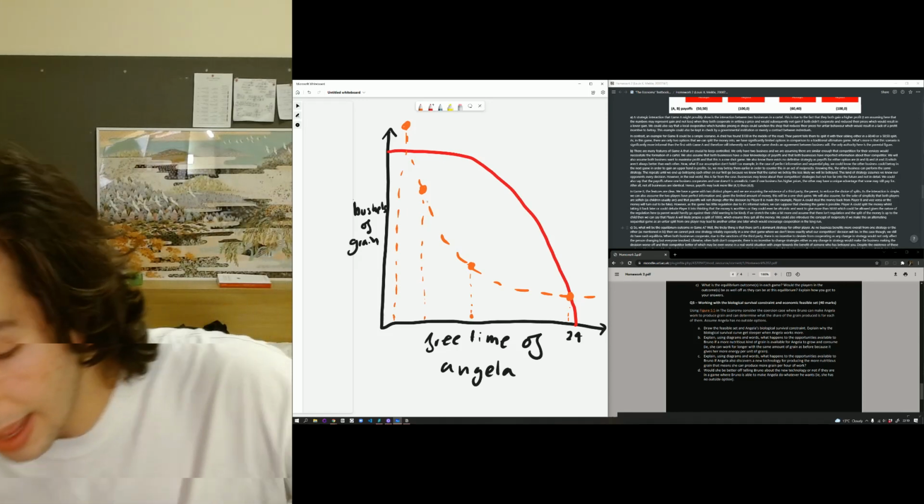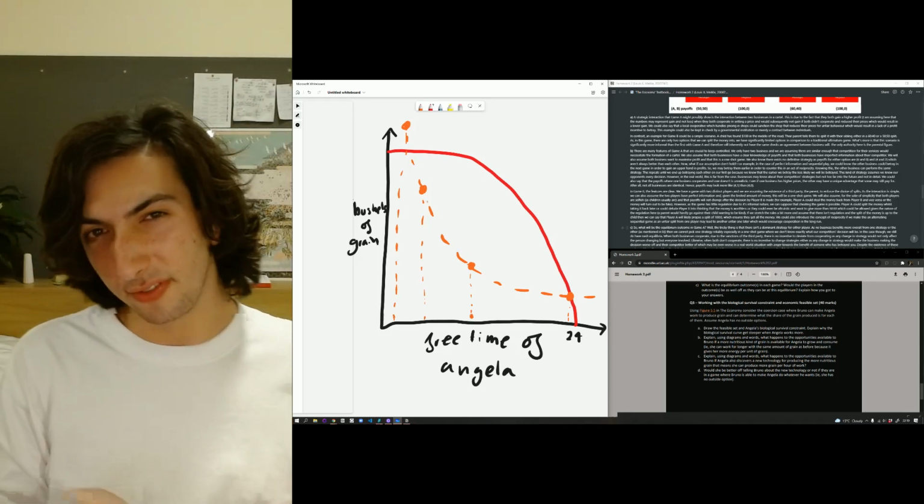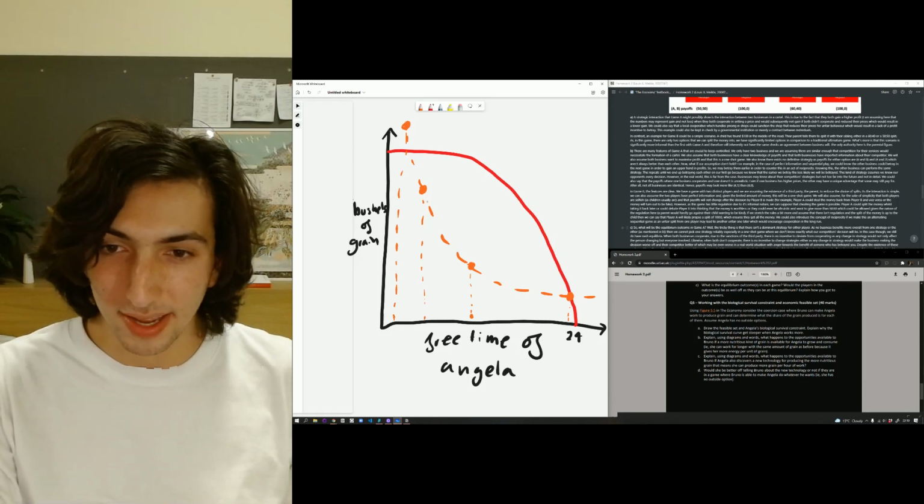But this is a good enough model for our other model. Okay? So we're going to say that the more you work, the more food you need. That's kind of the simple intuition behind it.